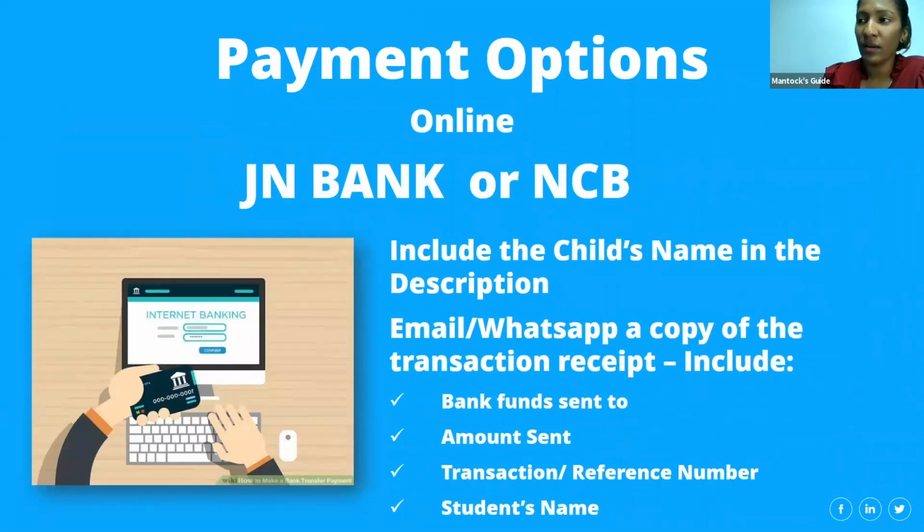Our payment options are JN Bank and NCB. We prefer those two, and we prefer you send it online in light of COVID and everything. We do have an office, but we prefer you send the payment online. So include the child's name in the description. If you're doing an online transfer, please just put the child's name to make it easy for us to identify, and also email us or WhatsApp us with a copy of the transaction when you have completed it, right?